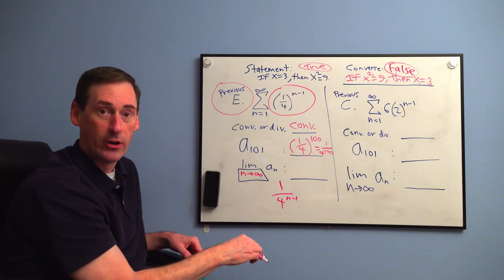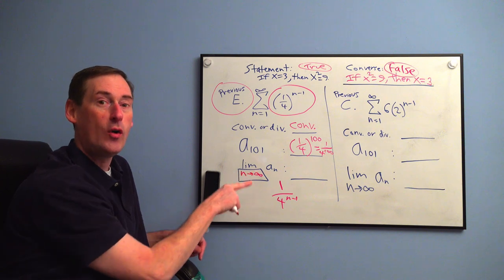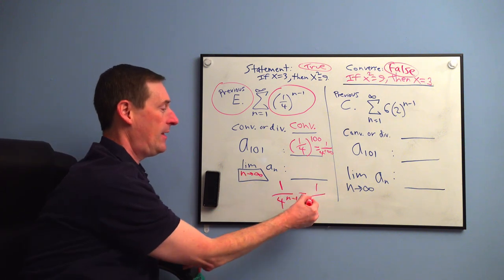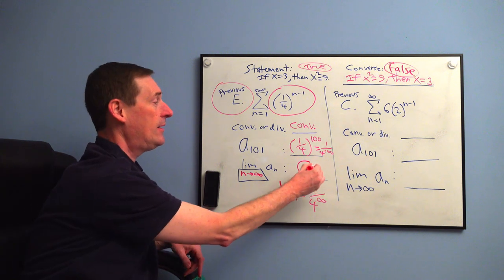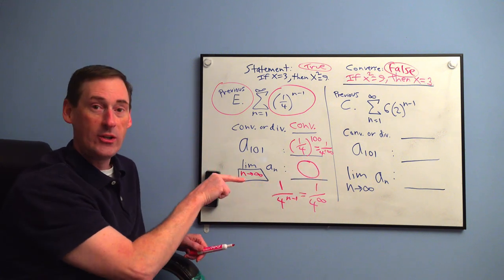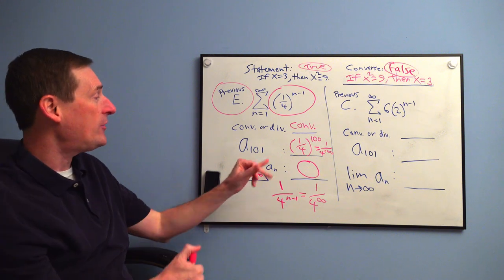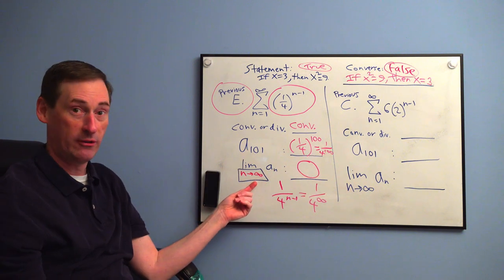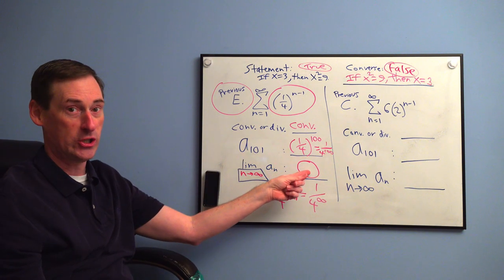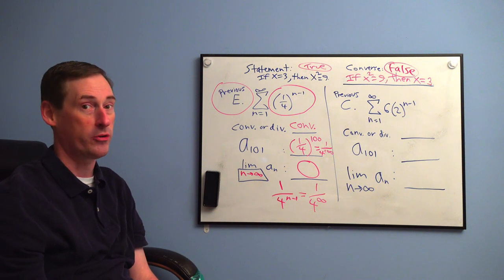Rewrite it like this first. Now plug in infinity. And you get 1 over 4 to the infinity. And 1 over gigantic is essentially nothing. No wonder this thing converges. Because when you get way, way out there to the 101st term, it's practically nothing. And when you go to infinity, it converges to nothing. So the triangles are so small, they're worth practically nothing.